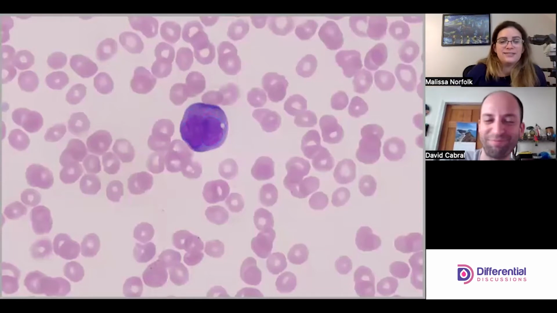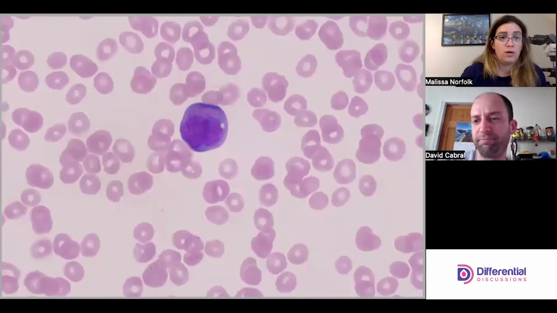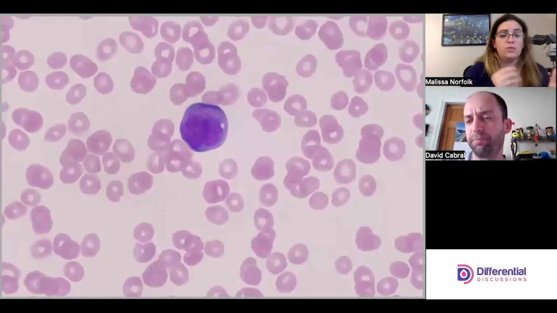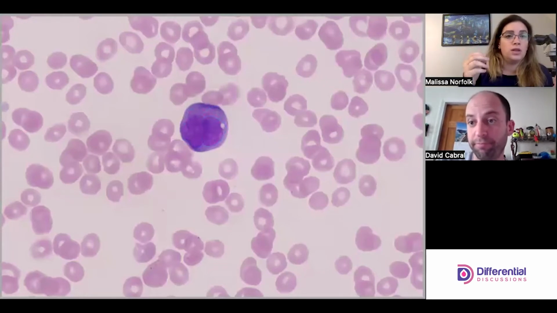This used to be under the old FAB classification, where it would be M3, but now that we're under WHO, it's not under not otherwise specified. It's actually under the recurrent cytogenetic abnormalities because of t(15;17).